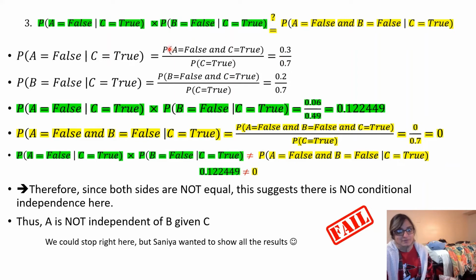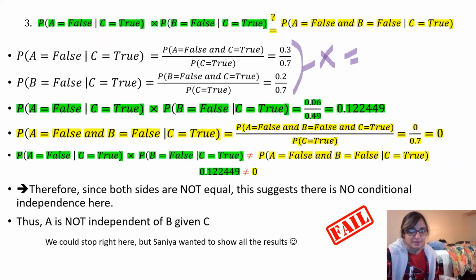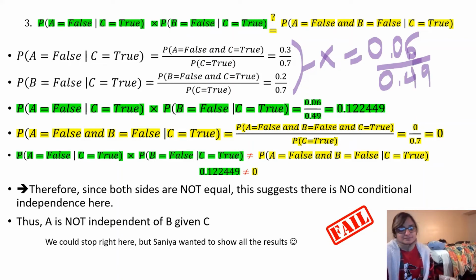That was what we got from probability A is false and C is true divided by the probability C is true, 0.3 over 0.7. And then the probability B is false given C is true is equal to the probability B is false and C is true divided by the probability that C is true. And this is 0.2. When we multiply them together, that equals 0.06 over 0.49. So this is 0.12249. So that's what we get on the left-hand side when we evaluate this. This is what this is approximately equal to.